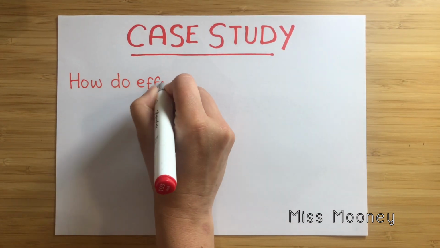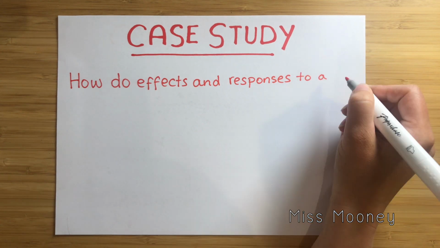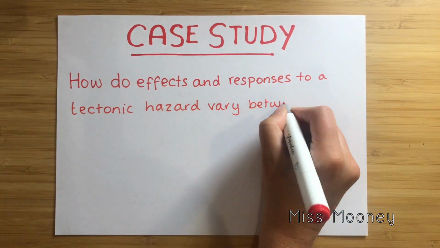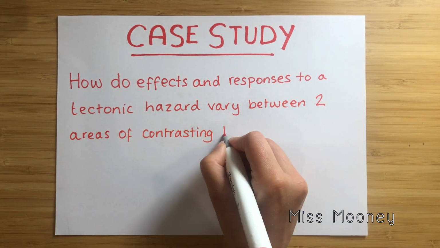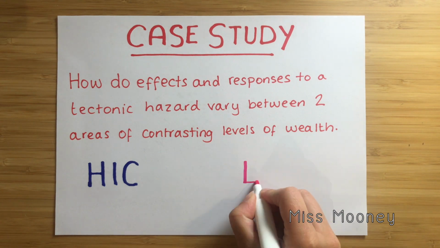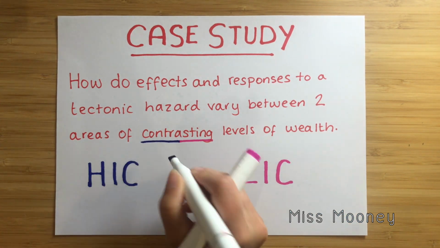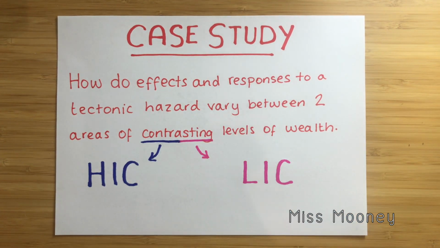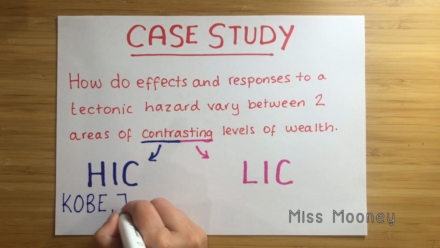tectonics so far. And the case study is focusing on how do effects and responses to a tectonic hazard vary between two areas of contrasting levels of wealth. And this just basically means we are going to compare a HIC earthquake to an LIC earthquake. And our HIC will be Japan and our LIC is Nepal.